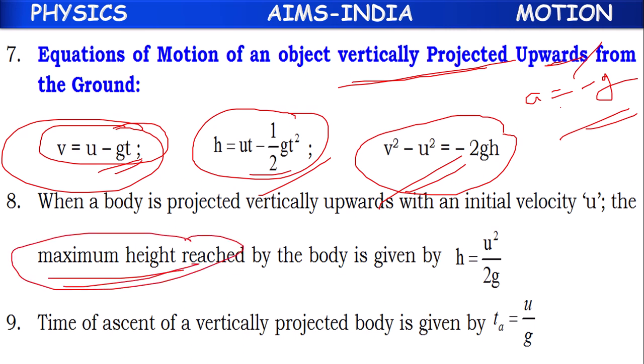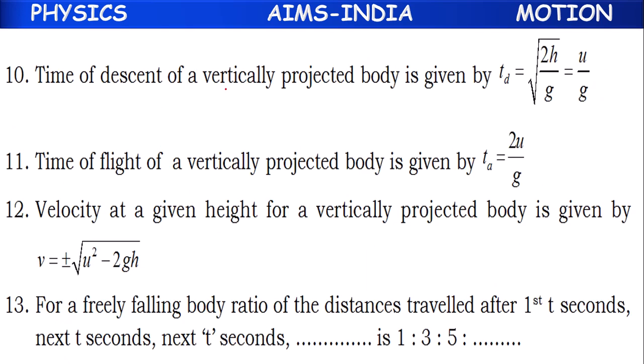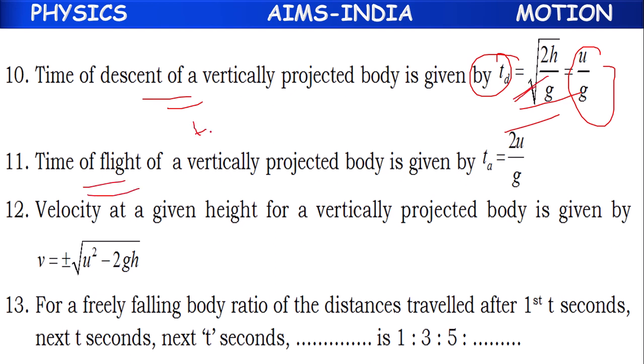The maximum height formula, u square by 2g, is also denoted as h max for a vertically projected body. Time of ascent, ta, u by g. Time of descent, td, u by g, or root of 2h by g also we can write. Time of flight means time of ascent plus time of descent, a combination of both, 2u by g, tf. Time of flight, 2u by g, or capital T.